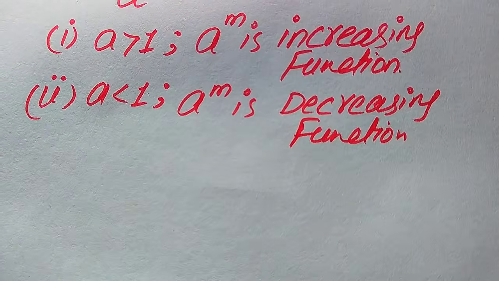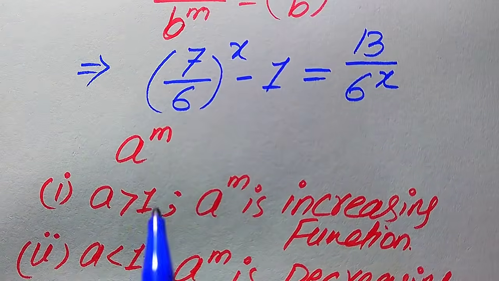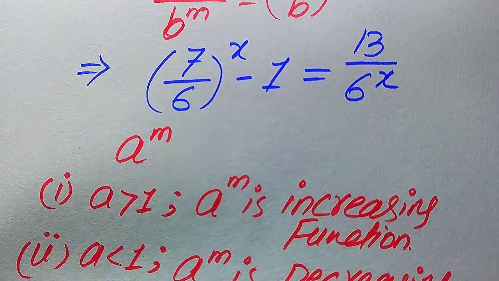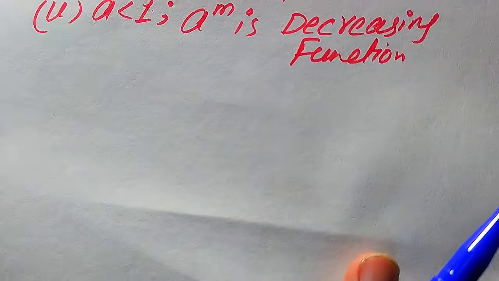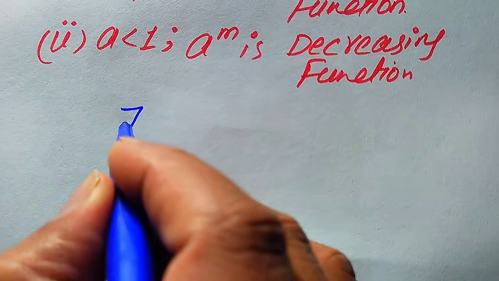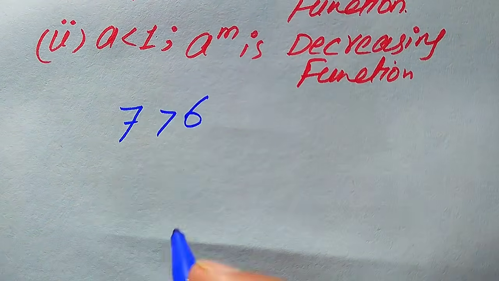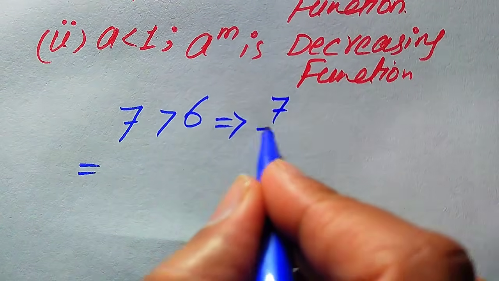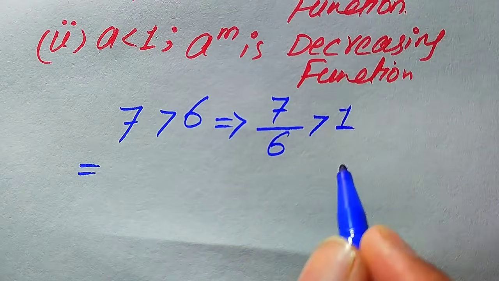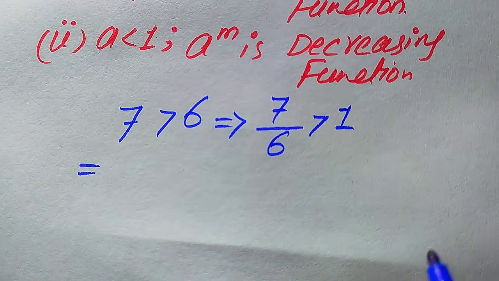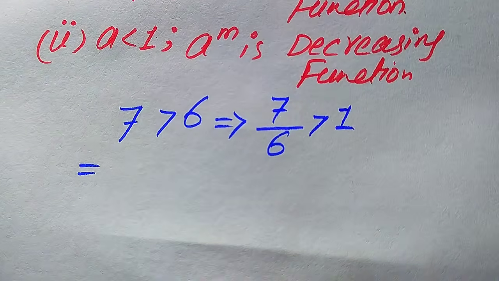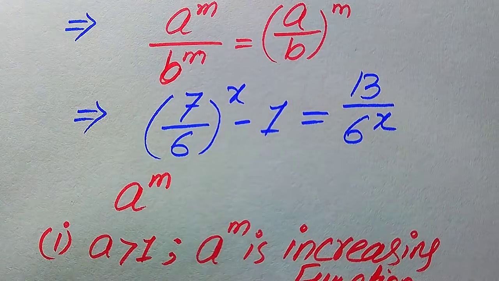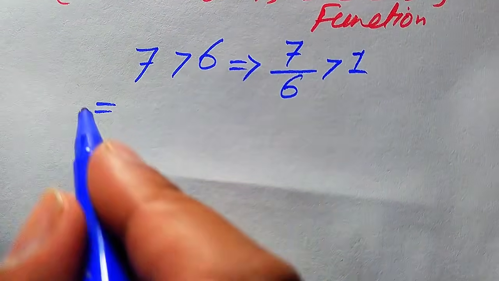Okay, in the next step, now you see here we need to check the base of this term, and we check whether it is less than 0, less than 1, or greater than 1. So for verification of 7 over 6, we clearly say that 7 is greater than 6, and if 7 is greater than 6, this implies that 7 over 6 is greater than 1. So the base of this term, 7 over 6, is greater than 1, so it means that (7 over 6) to the power of x is an increasing function.